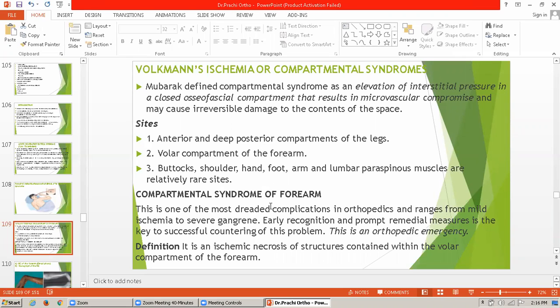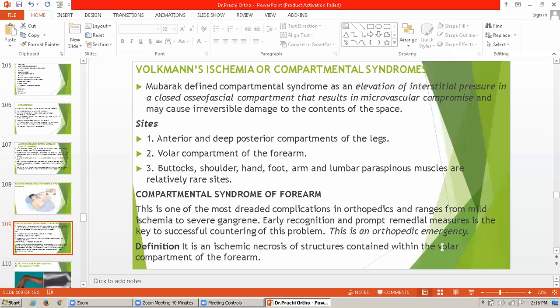Then the compartmental syndrome of the forearm. This is one of the most dreaded complications in orthopedics and ranges from mild ischemia to severe gangrene. Early recognition and prompt remedial measures are the key to successfully countering the problem.